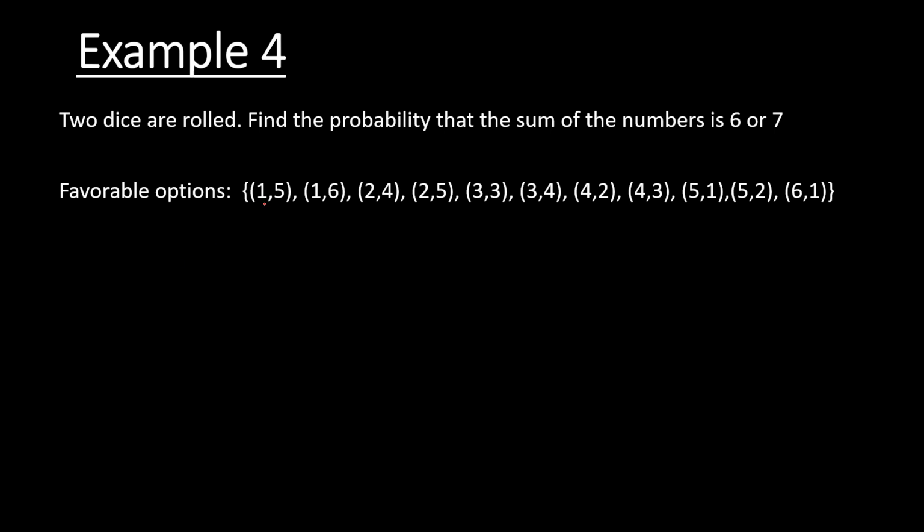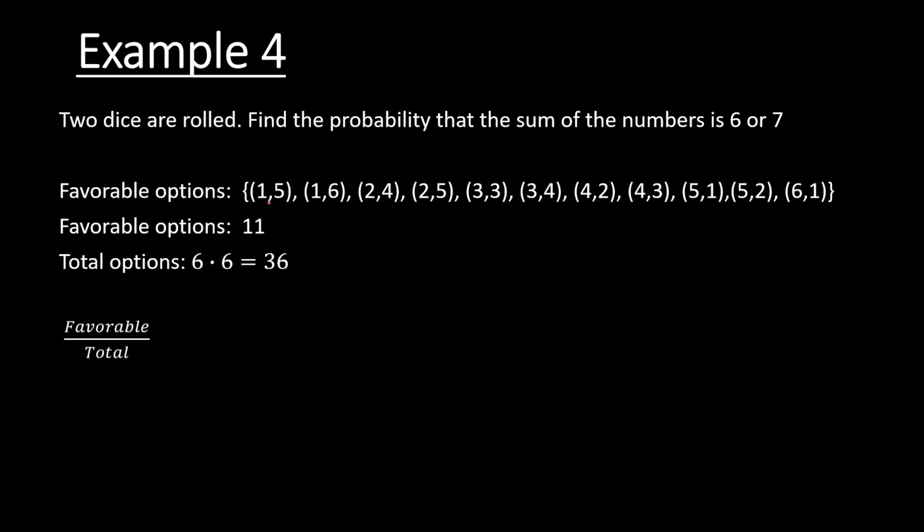Well, 1 and 5 would give me 6, 1 and 6 would give me 7. 2 and 4 I get 6, 2 and 5 I get 7. 3 and 3 I get 6, 3 and 4 I get 7. 4 and 2 I get 6, 4 and 3 I get 7. 5 plus 1 is 6, 5 plus 2 is 7, and then 6 plus 1 is 7. So I have 11 favorable outcomes, and the total outcomes when I roll 2 dice would be 36. So I take my favorable divided by the total, and I have 11 over 36 as my probability.